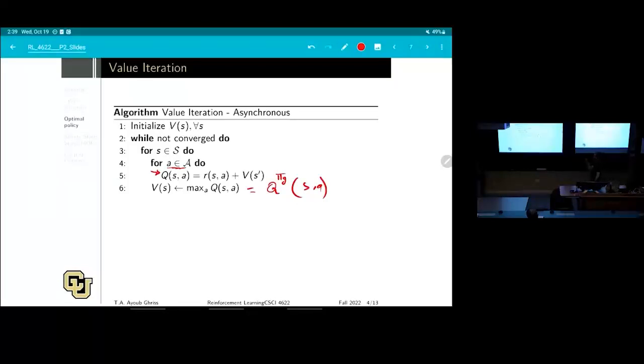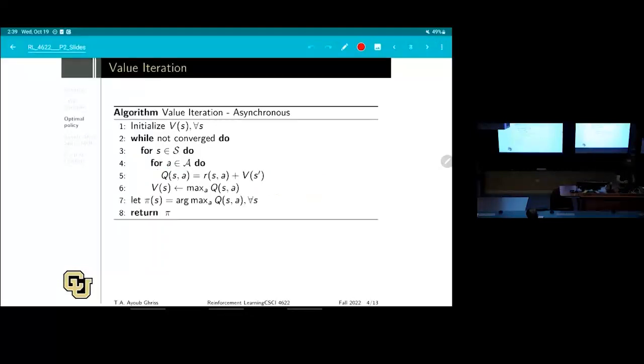So once we have looped through all the states and all the actions, we're just going to return the greedy policy at the final iteration. We call this asynchronous. Why do we call it asynchronous? Because we are updating V(S) for each state. We're going to see the synchronous variation.